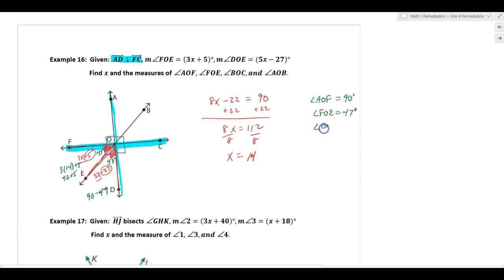We said angle BOC now. How do we find angle BOC? Angle BOC, if I look, that angle is vertical with FOE. Since these are vertical angles, what do we know about them? They are congruent. So that angle is 47 degrees also. Right? And now AOB. If I look, AOB is vertical with this angle here. These are vertical angles. Therefore, angle AOB is going to be congruent to EOD, which is 43 degrees.